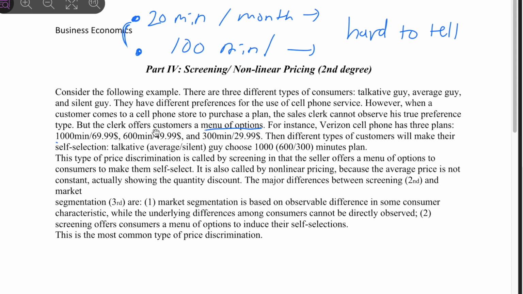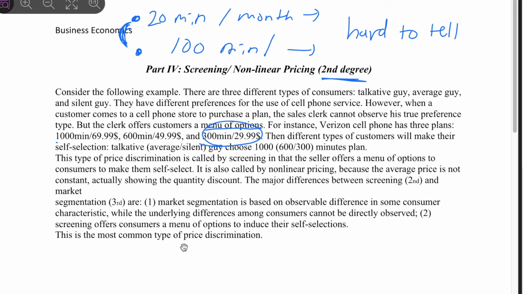I might go to 600 minutes, but so far I can choose my plan on my demand, right? That is the second degree, screening, right? So what is the difference between the third degree and the second degree, right?